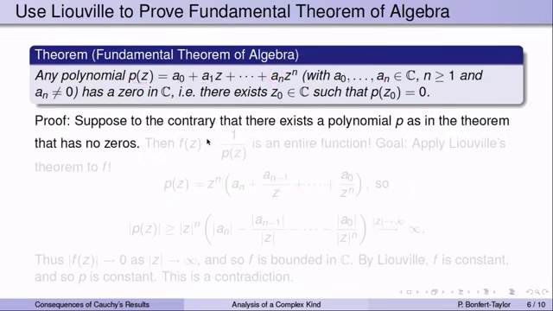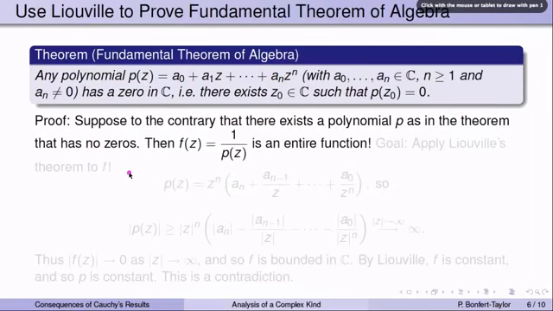This is a proof by contradiction. So suppose to the contrary that you can find one polynomial p, as in the theorem, that has no 0. So no matter what you plug in there, you're not going to get 0. Then you can look at 1 over p of z, and since p was an entire function and is never equal to 0, we're never dividing by 0, therefore this new function f, which is 1 over p, is also an entire function.